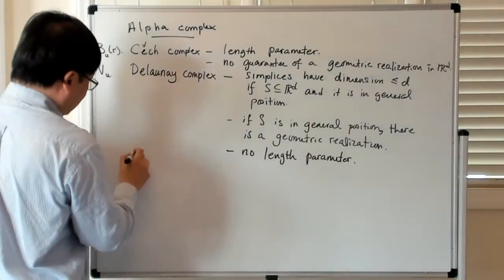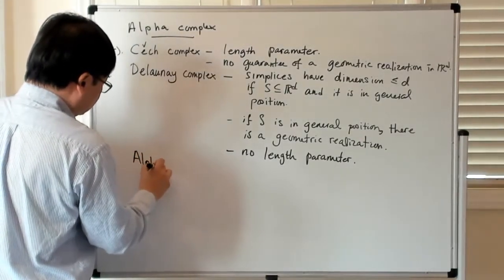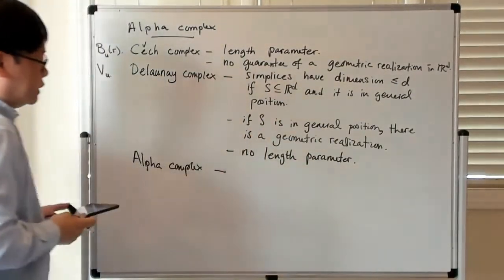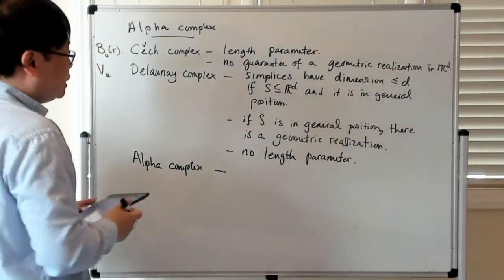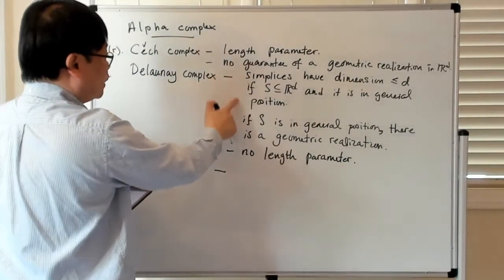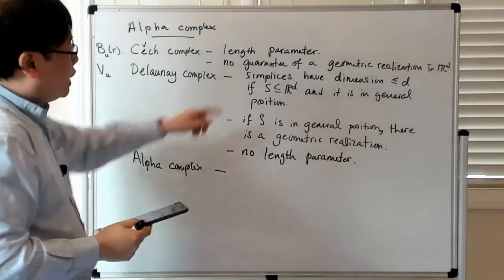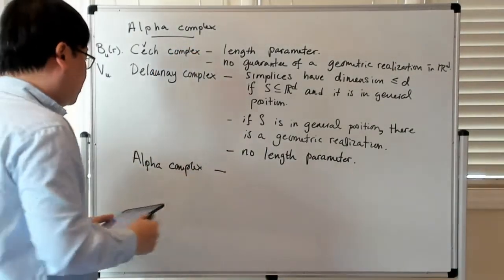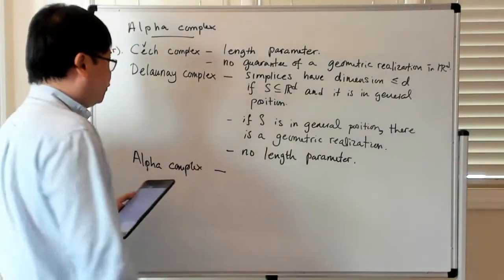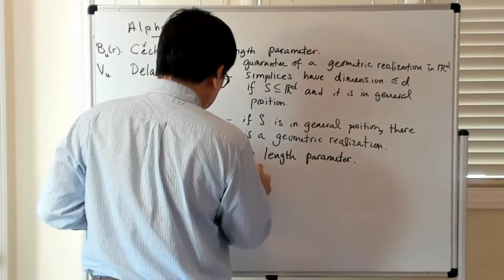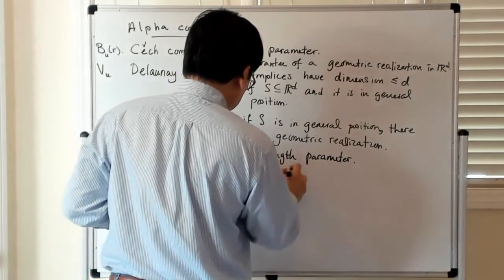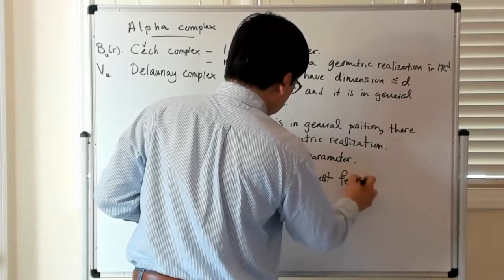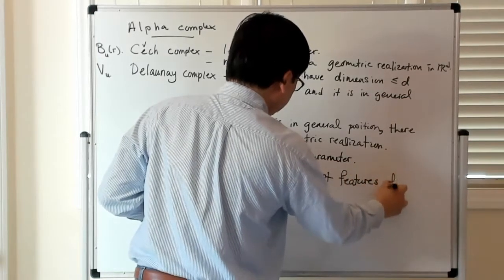With the alpha complex, we're going to have the property that there will be a geometric realization in R^D, you will have a bound on how high dimensional the simplices can be, and there will also be a length parameter. So it combines the best features of both.